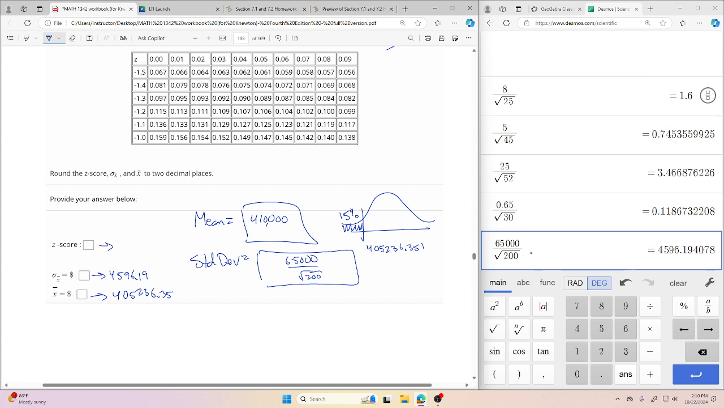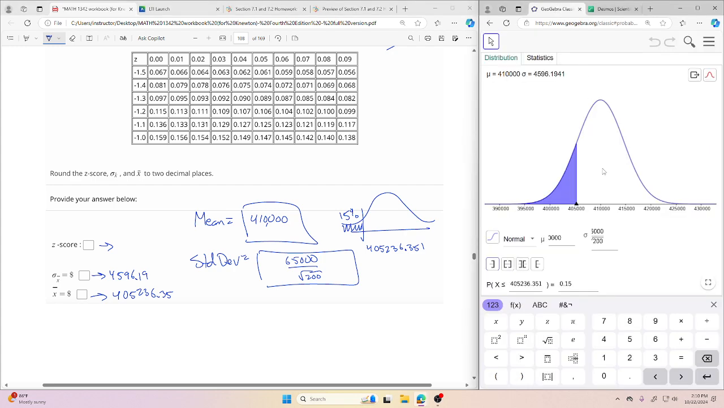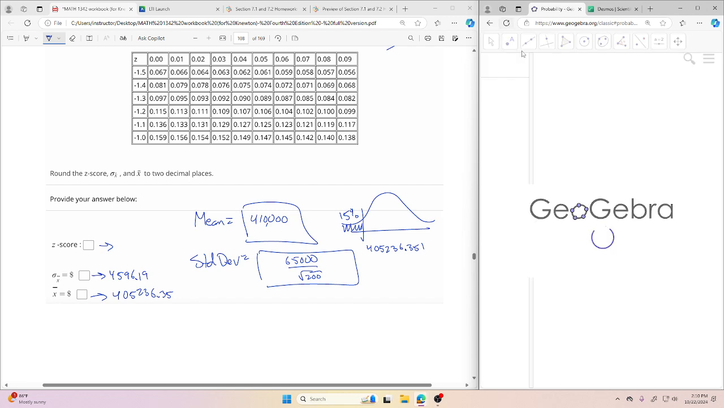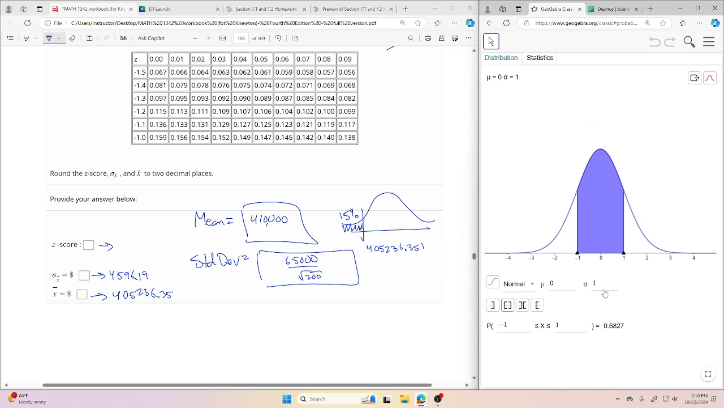Now, what about the z-score? Again, I did it quickly last time. Let's do it again. I'm going to go a lot more slowly because it's the problem that we're looking at. What I'm going to do is refresh the page. Refresh it, restart. 0 and 1. That's how you're going to find z-scores.